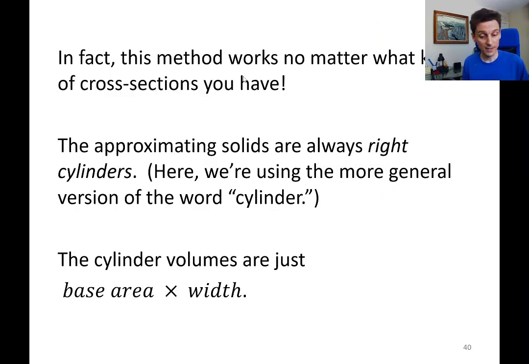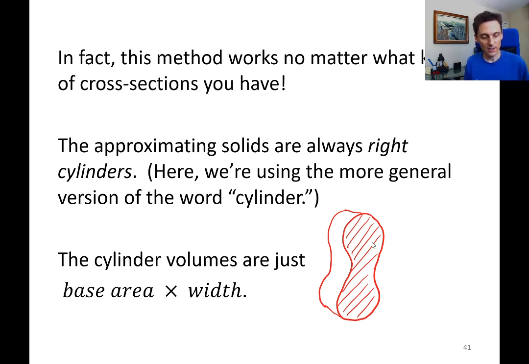So this kind of cross-sectional method, as we're going to call it, works no matter what kind of cross-sections you have. The approximating solids are always going to be what we're going to call right cylinders. Now here we're using the more general version of the term cylinder. When we talked about the cylinders at the beginning, we mentioned that they were specifically right circular cylinders. That's one kind of cylinder that's can-shaped.